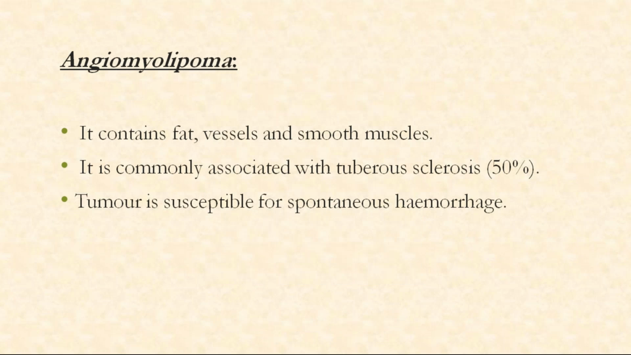The next benign lesion is the angiomyolipoma. What is angiomyolipoma? It consists of not only fat but also blood vessels and smooth muscles in the histological picture. This angiomyolipoma is usually associated with tuberous sclerosis in 50% of the cases. Clinically, spontaneous hemorrhage or hematuria can occur. Whenever hematuria is there, you may suspect angiomyolipoma.